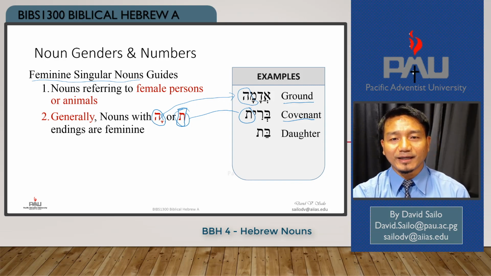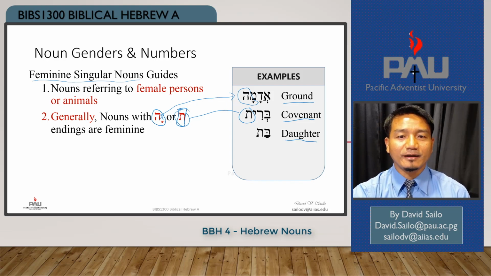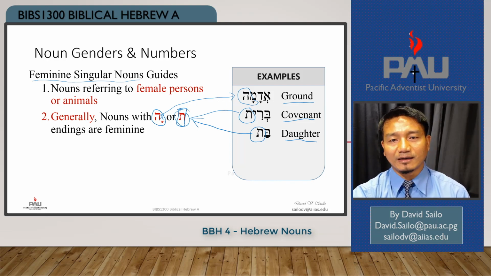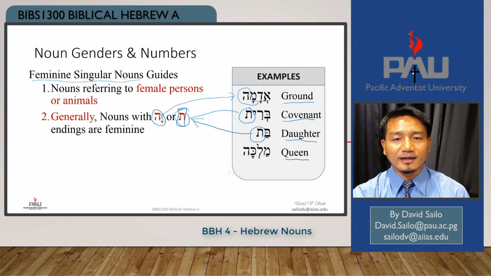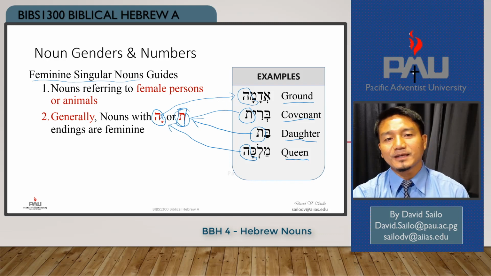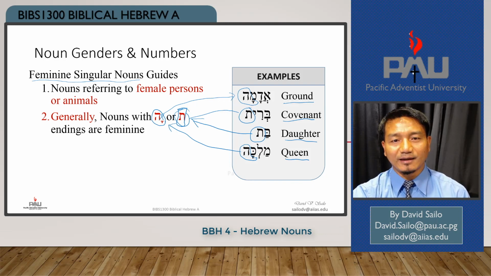Now let's look at this one again. Daughter. We came across that in the previous example. Here we have the word bat ending in a tav. So this is an indicator that this is a feminine singular noun. Well, what else can we have? Queen. We already encountered that before. So here again you see the kamets he as an indicator of a feminine singular noun.